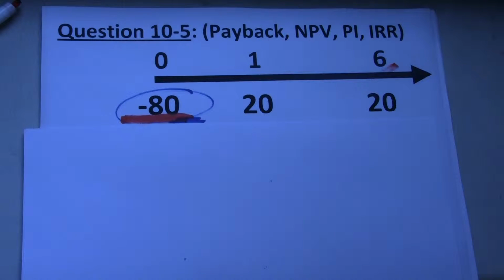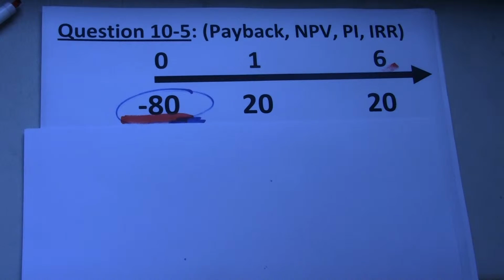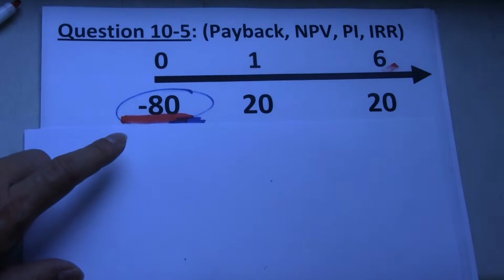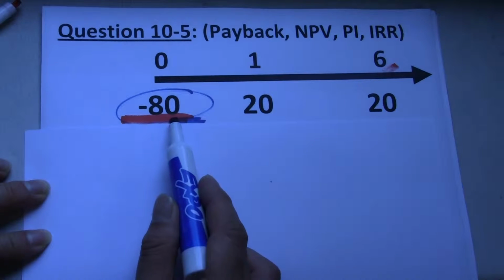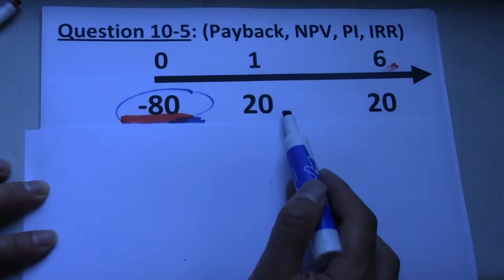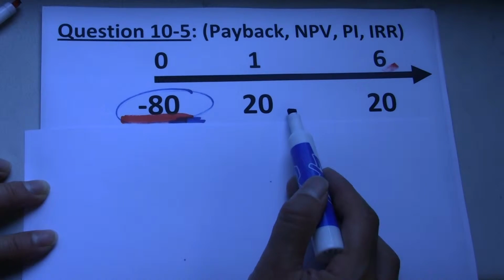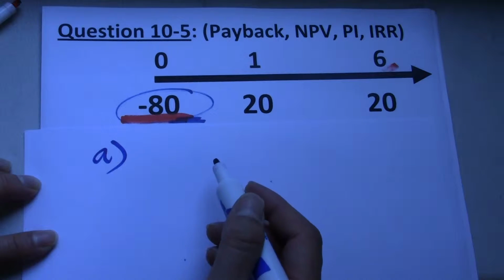Hello. This time we look at question 5 in chapter 10. In this problem, we are considering a project that requires an initial investment of $80,000, and in the next 6 years it generates a free cash flow of 20,000 per year. In part A, we have to calculate the payback period.